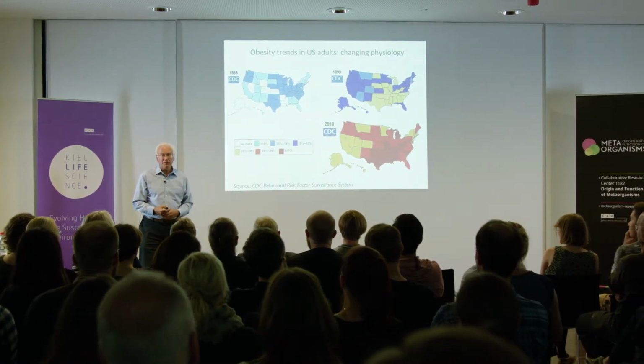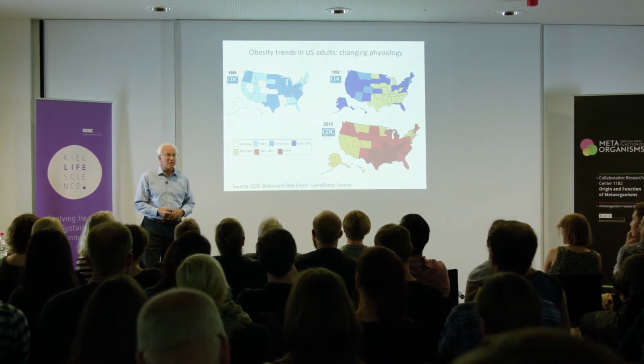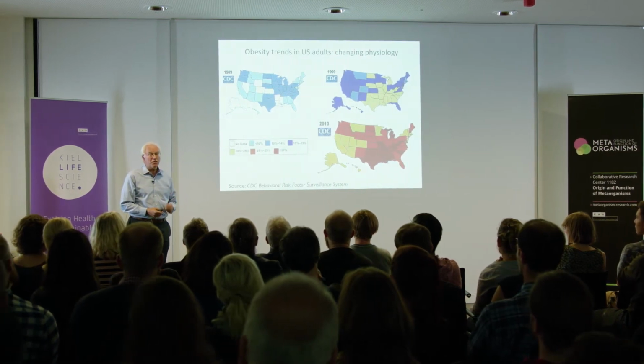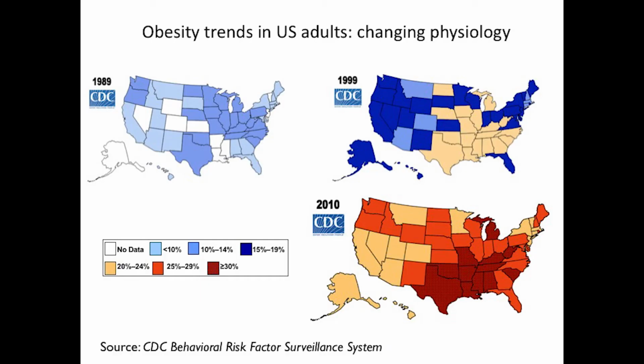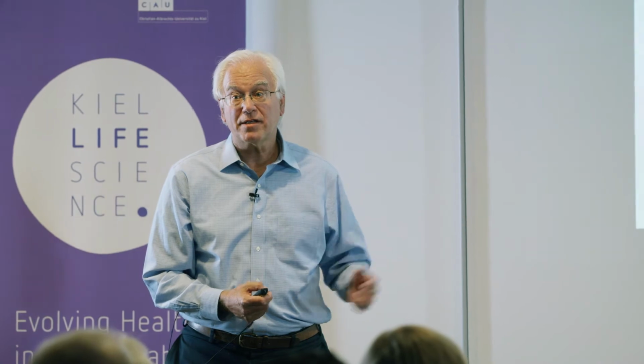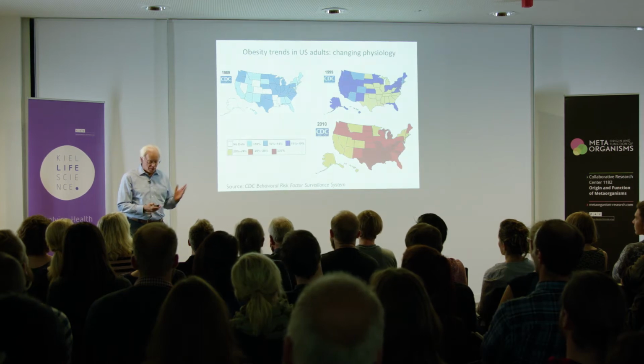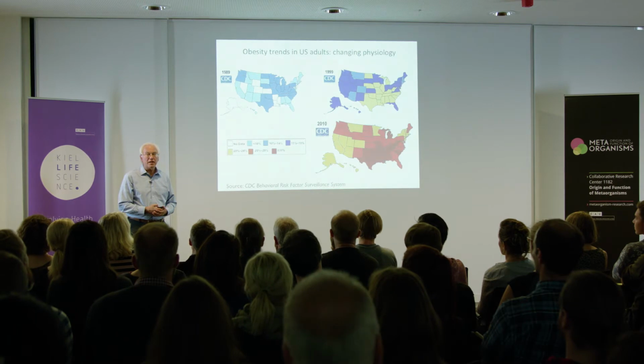This is a slide from data from the Centers for Disease Control in the United States, looking at trends of obesity in adults in the United States, which we could consider a form of changing physiology. The important points are that in 1989, there is no state in the United States where more than 14% of adults are obese. But by 2010, there is no state with less than 20% obesity, and the national average is about 30%. What's remarkable to me is that it is happening everywhere in the United States, and the difference between the first map and the last map is only 21 years. I think you're all familiar with the epidemic of obesity in the United States.